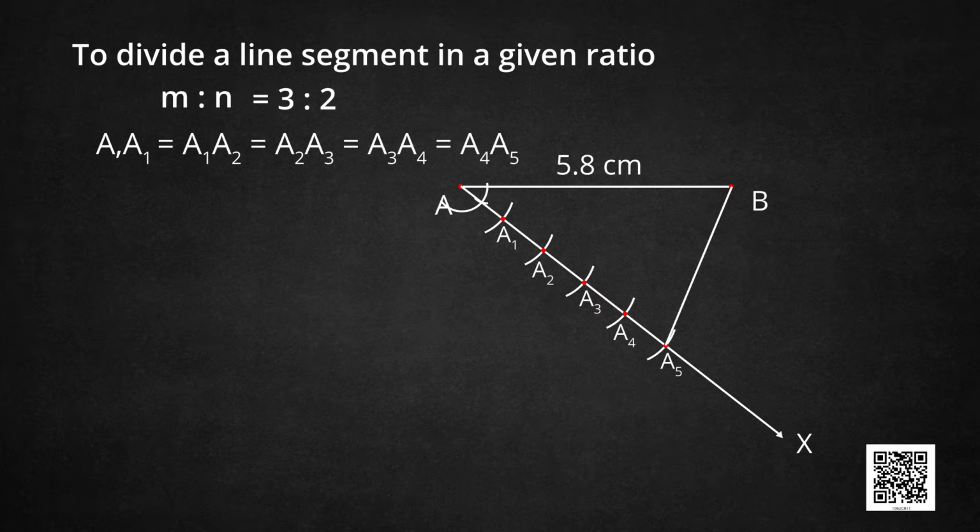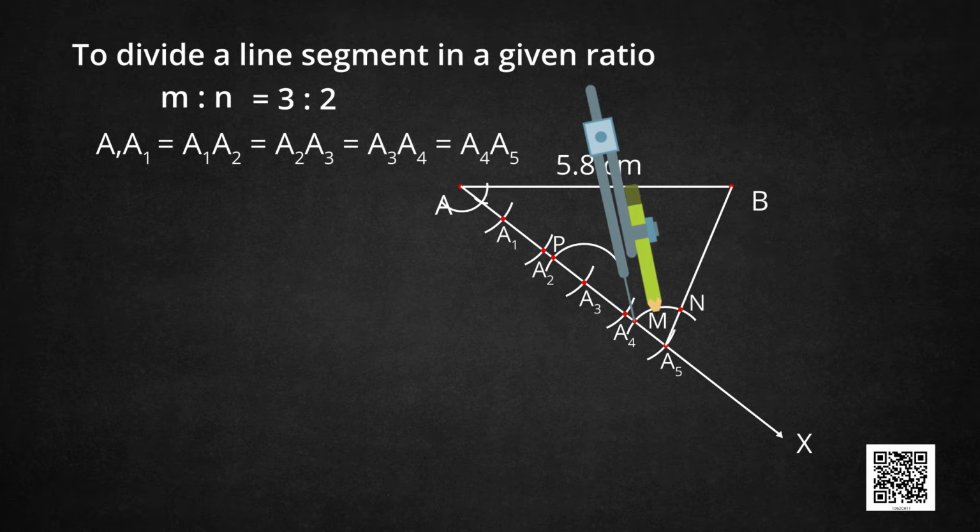Through point A3, draw a line parallel to A5B. For this, we take a convenient radius and draw an arc keeping the compass at point A5, cutting AA5 at point M and A5B at point N. With the same radius, keep the tip of the compass at point A3 and draw an arc cutting AA5 at point P. Now keep the tip of the compass at point M and adjust the compass in such a way that the tip of the pencil reaches point N.